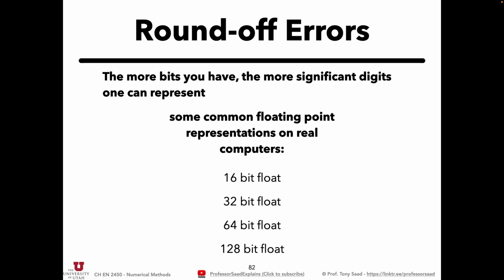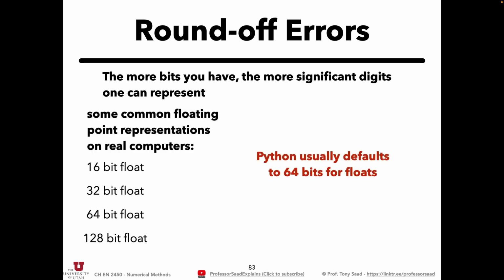My first computer had 8 bits in it. It had a 2 megabyte hard drive. It was this big. It's called the Bigfoot, by Western Digital. That company still exists. So anyway, Python usually defaults to 64 bits for floats. It's a very, very good accuracy.